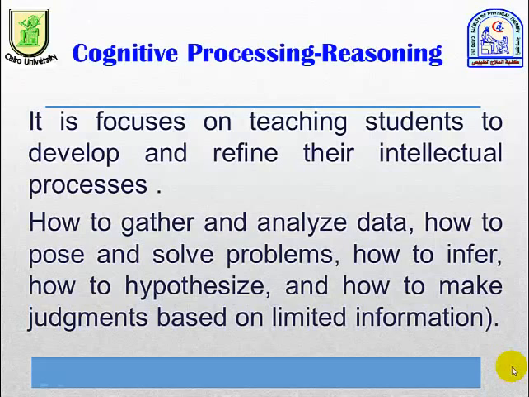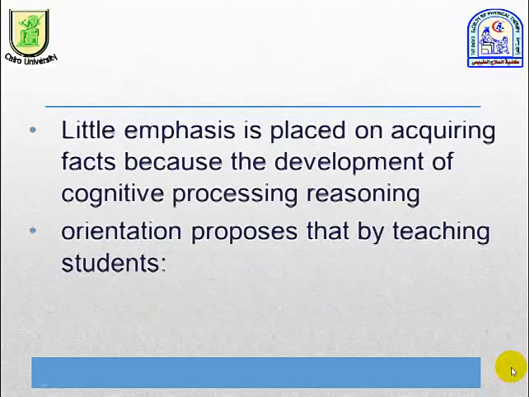Elliot Eisner conceived the development of cognitive processing, which is the first of the five philosophical orientations. Cognitive processing reasoning focuses on teaching students to develop and refine their intellectual processes: how to gather and analyze data, how to pose and solve problems, how to infer, how to hypothesize, and how to make judgments based on limited information.